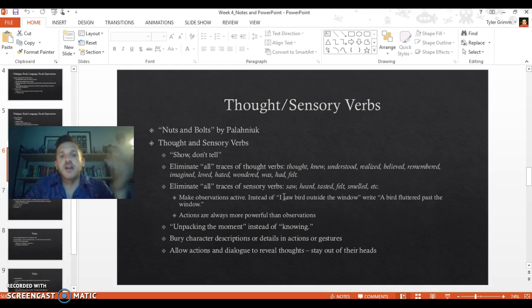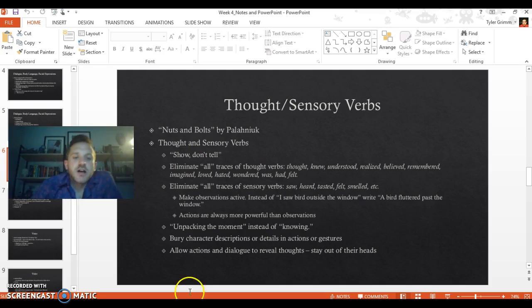So essentially what this does is it makes observations more active. Actions are always more powerful than observations, okay? This is unpacking the moment or unfolding the moment as we talk about, instead of just telling the reader that they should know or believe something. You unpack that moment so that they come to that conclusion themselves.